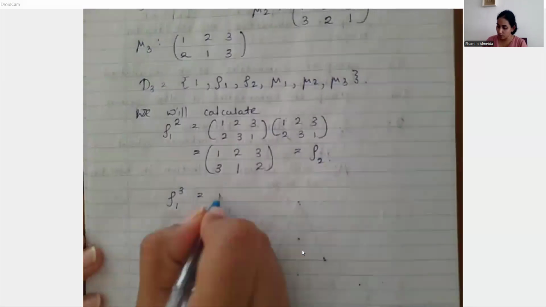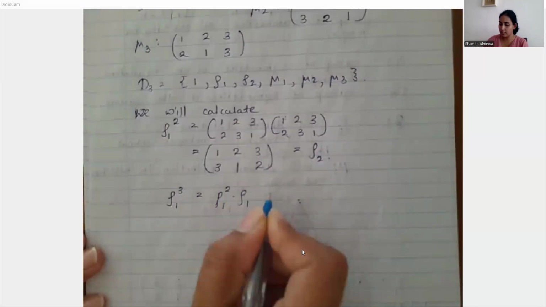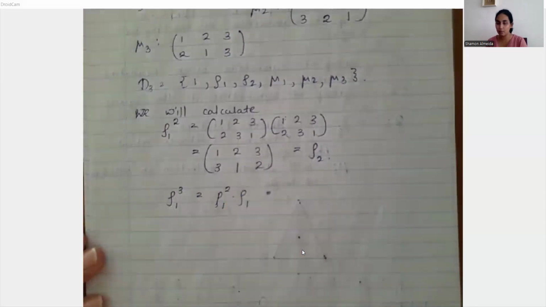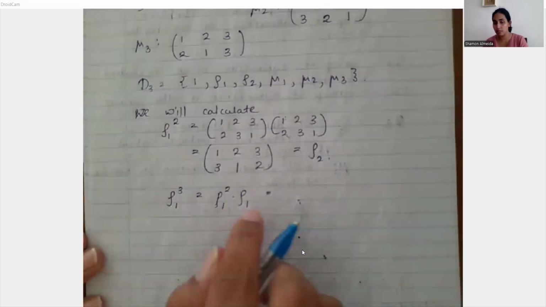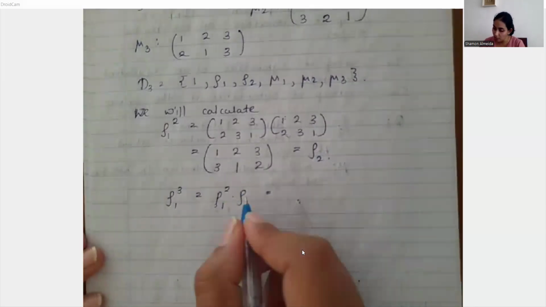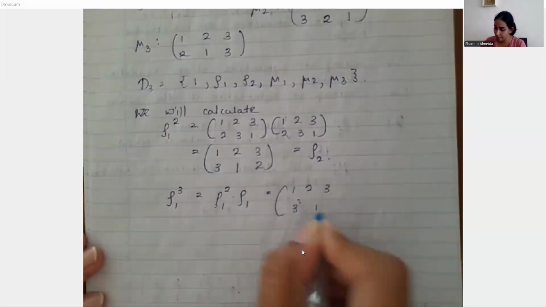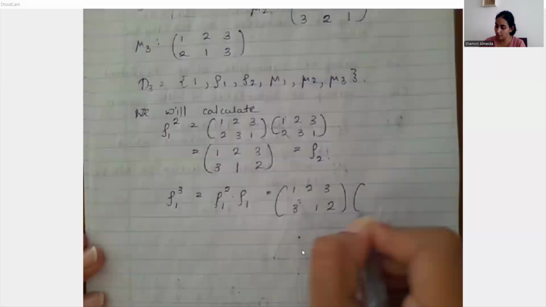That means we are going to take rho 1 squared times rho 1. What do we mean by this product? It's actually the function composition of rho 1 squared and rho 1. So rho 1 squared we know to be rho 2, so I will write this. And then rho 1.